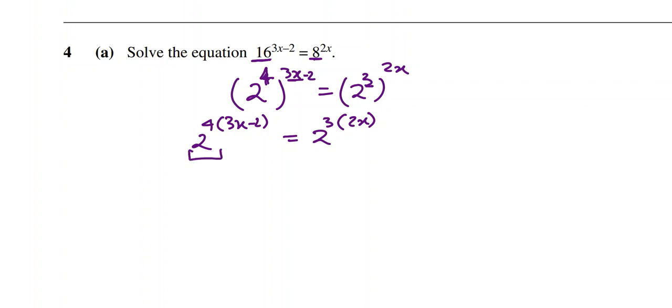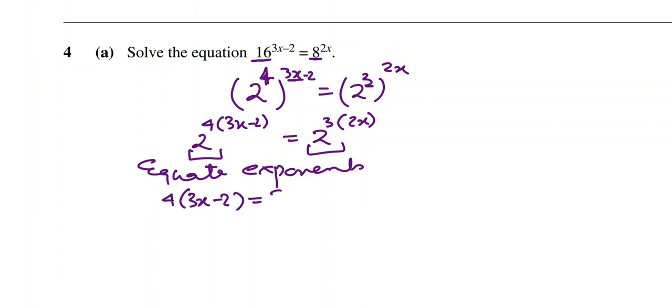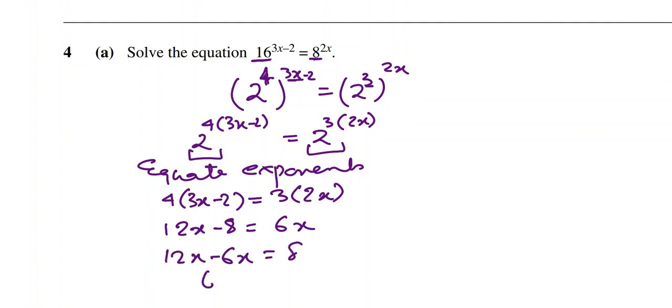Alright, since the bases are same, equate exponents. We can do that. So that means 4 times (3x minus 2) is equal to 3 times 2x, and it becomes 12x minus 8 equal to 6x. So 12x minus 6x equal to 8, 6x equal to 8, and that gives us x equal to 8 over 6, and if we simplify that it becomes 4 over 3.